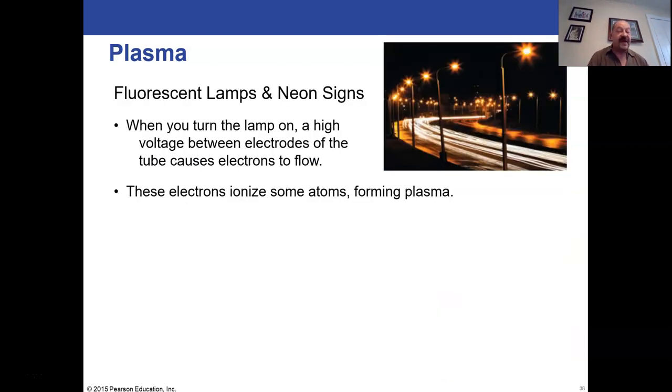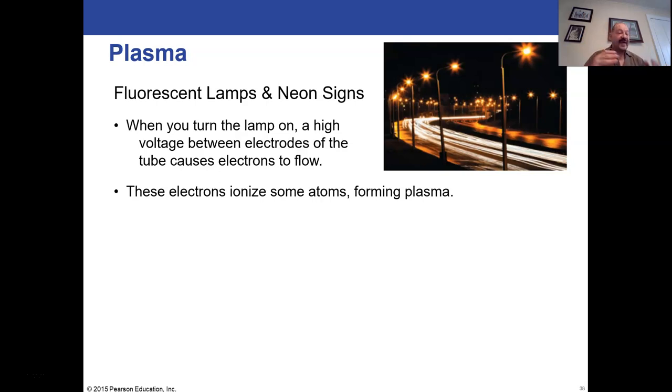All right. Plasma in everyday life. Well, we have fluorescent lamps and we have neon signs, and both of these take advantage of plasma, the fourth state of matter. When you turn a lamp on, there's a high voltage generated from the electricity in the lamp between the electrodes, and that causes electrons to flow. That's what electricity is. It's the flowing of charged particles, usually electrons.